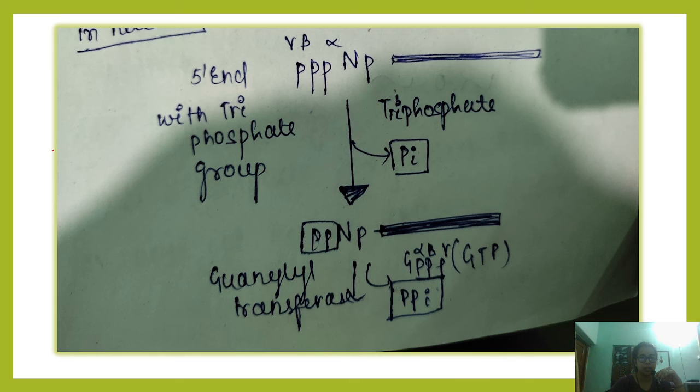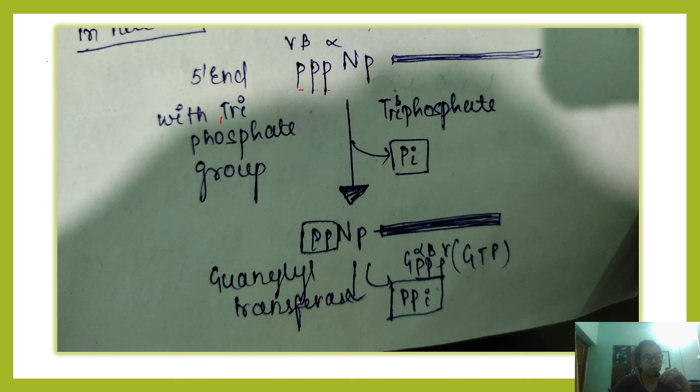How is the capping done? Let's see. This is the mRNA structure. At the 5 prime end, a triphosphate group is present. At the terminal end there are 3 phosphates, that's why it is triphosphate. These are alpha, beta and gamma. One of the phosphates will be released, as a result of which 2 phosphates will remain.